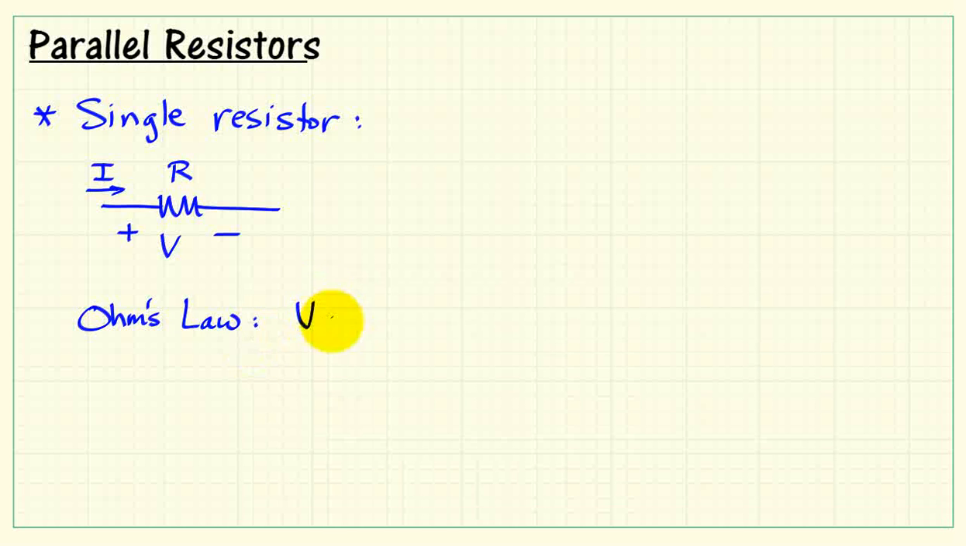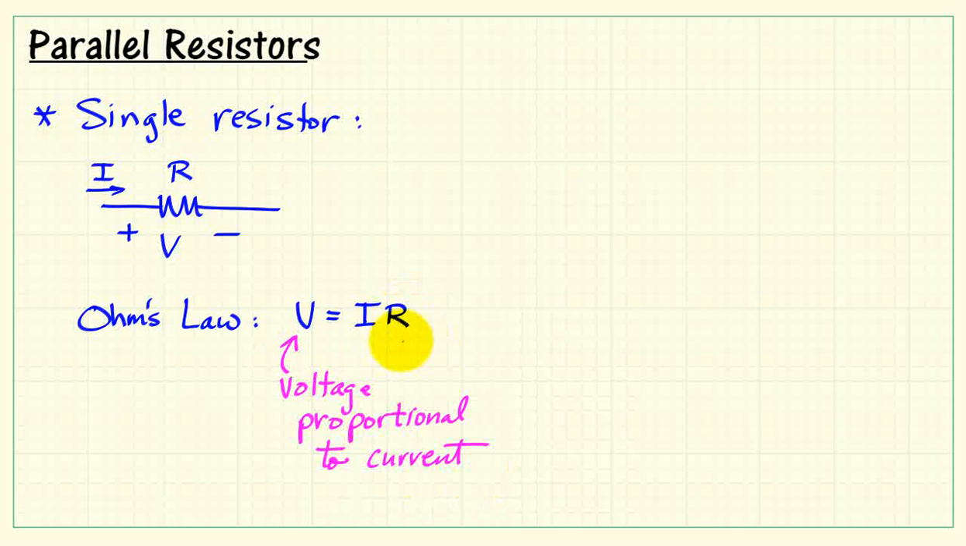Ohm's law describes the behavior of the resistor. It says that the voltage is equal to the current times the resistance. We see that the voltage is proportional to current, and the resistance is the proportionality factor.